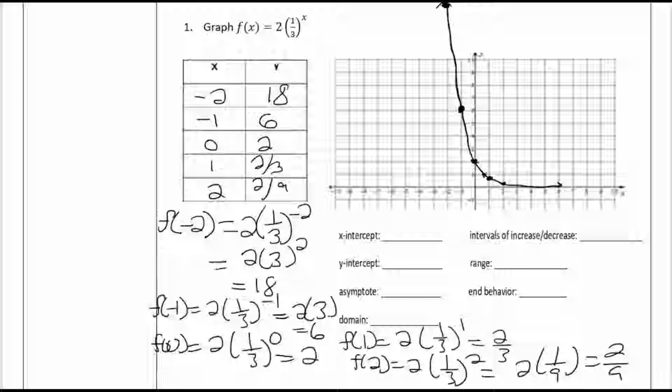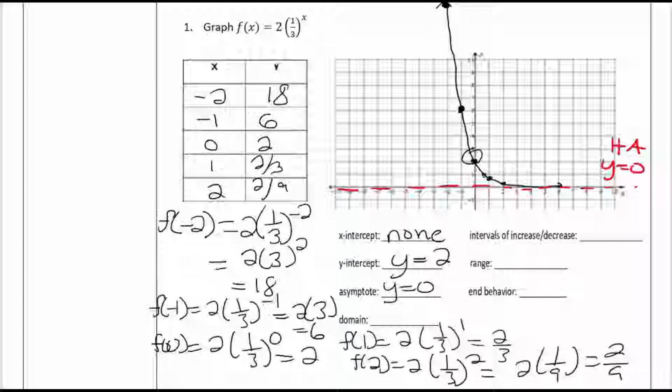Now for the x-intercept, this doesn't cross the x-axis. Notice that it's approaching the x-axis and it never actually touches the x-axis. So this is the horizontal asymptote at y = 0. There is no x-intercept, because it doesn't cross the asymptote. For the y-intercept, notice that the y-intercept is here, which is a value of y equals 2.